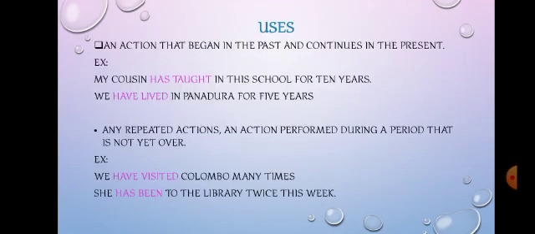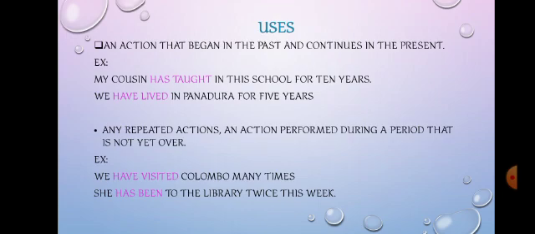Now today we are going to see what are the different uses, that means the instances, the situations where we use present perfect tense. The very first and the most important one you need to remember is the first point, right? An action that began in the past and continues in the present. For example, my cousin has taught in this school for 10 years.